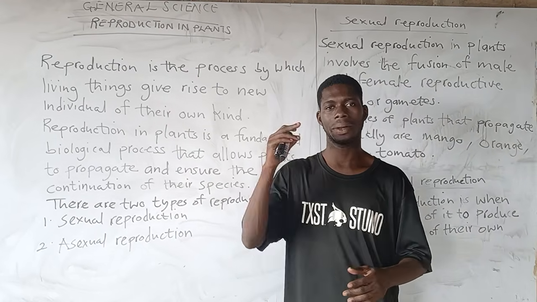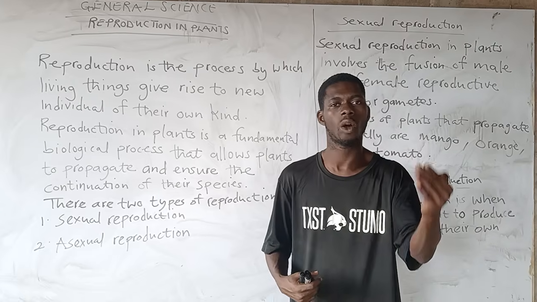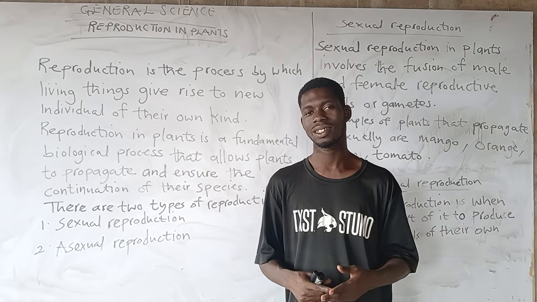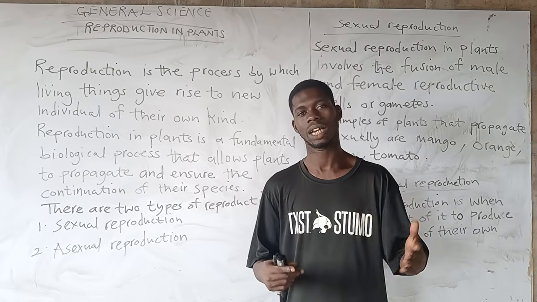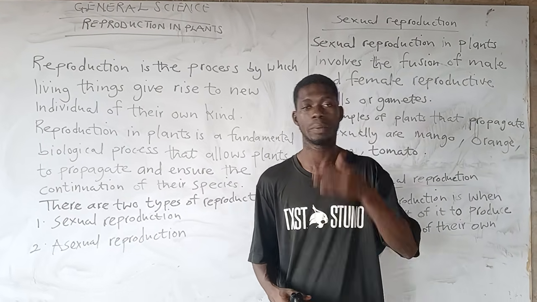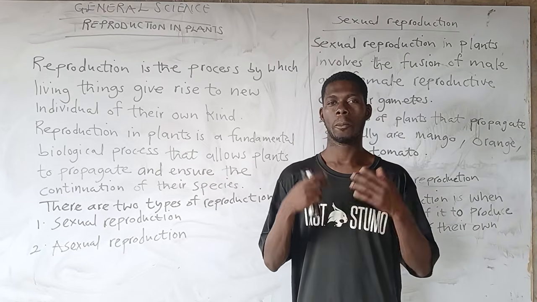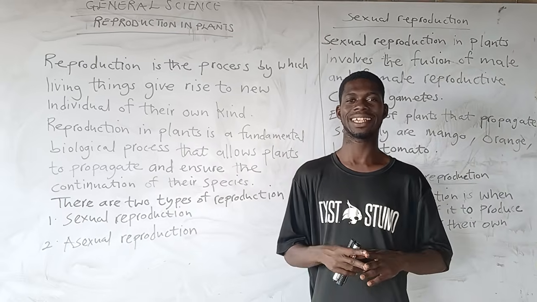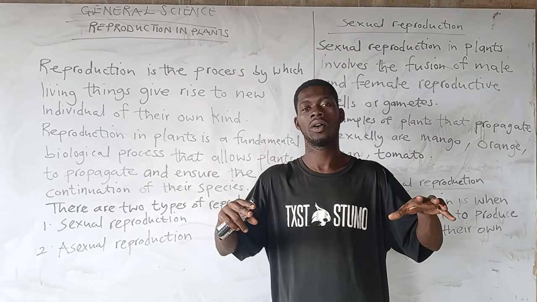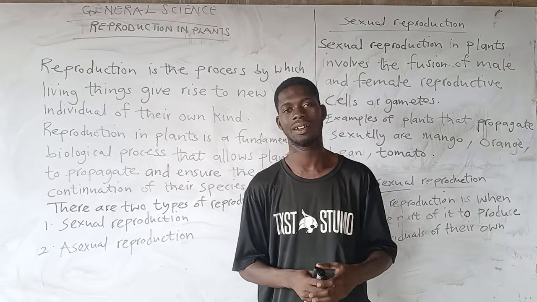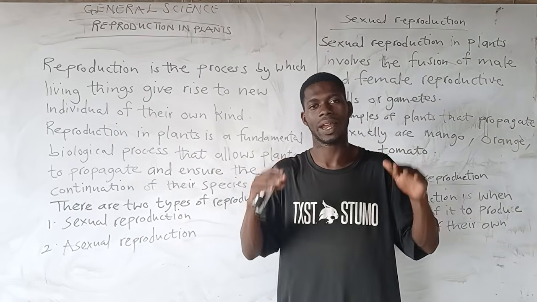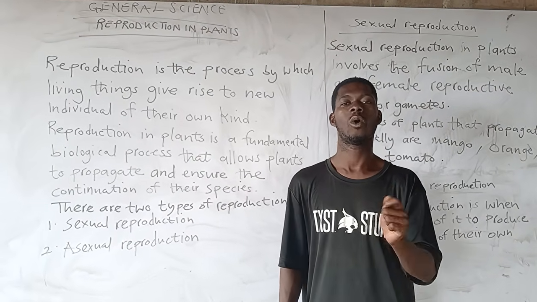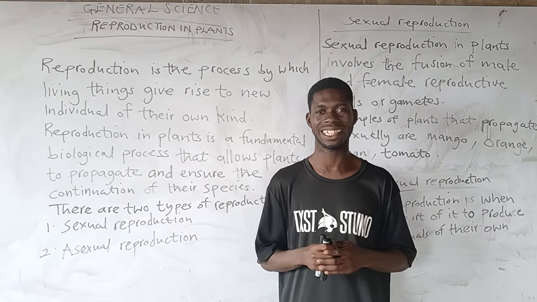So if you have plantain, plantain will give a new individual of its own kind. Plantain will not give cassava, and cassava will not give yam. It is not possible. Definitely, it will give a new individual of its own kind. So cassava will give another cassava, right? That is what reproduction is.